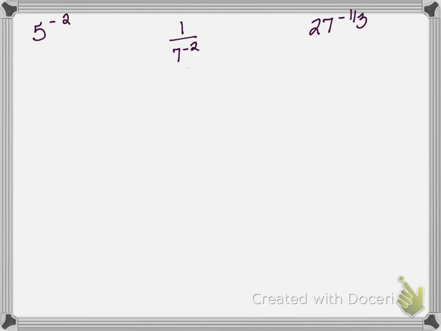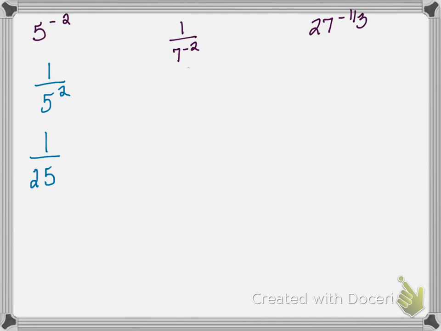5 to the negative 2. What that means is 1 over 5 squared. Notice that the negative exponent does not make it negative. Sometimes we have negative numbers when we're dealing with exponents, but if you've got a negative exponent, that doesn't mean the number's negative. It could be, but it doesn't mean it is. And in this situation, it's not. So this simplifies to 1 over 25.